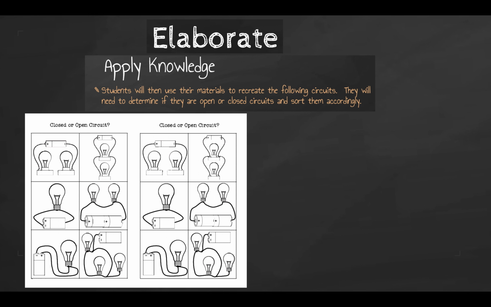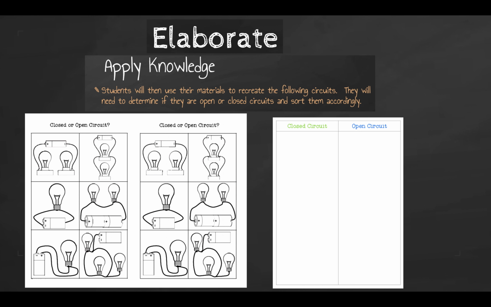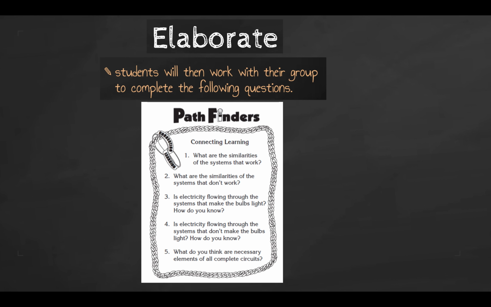pictures. Using their materials, they'll get to recreate the picture, and they're going to sort these into the ones that are closed circuits that will light the bulb and open circuits that will not. With their group, they'll also answer the following questions, and this is just really a reflection piece where as a group, they get to really think about the fact that the reason that bulbs are able to light is because circuits are closed circles, and the ones that didn't are not connected and in a complete circle.